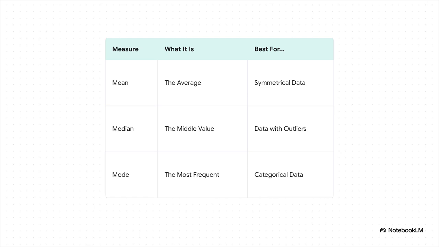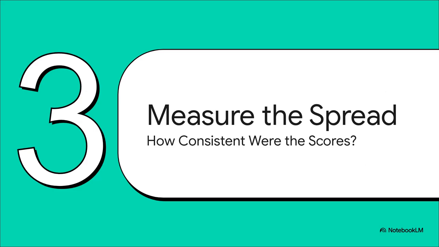The key thing here is choosing the right tool. The mean is great, unless you have a few really extreme scores, what we call outliers. In that case, the median often tells a more honest story. Now, finding the center is a huge step, but it's only half the story. To really get what's going on, we also need to know how spread out the scores were. Was everybody clumped together around the average? Or were there scores all over the map?